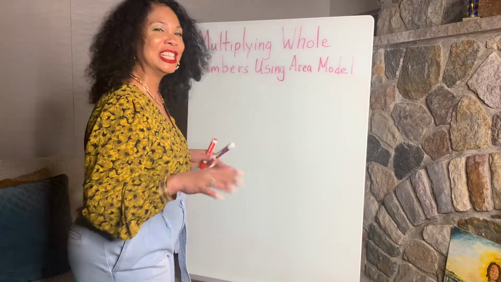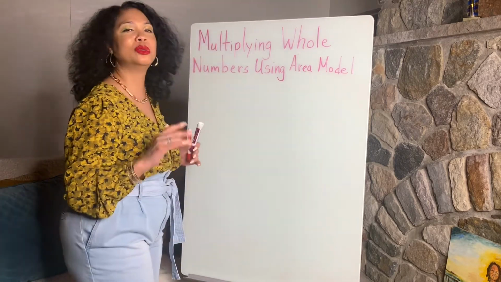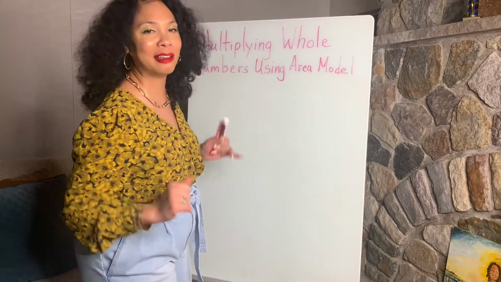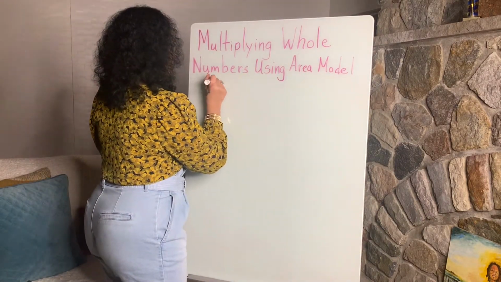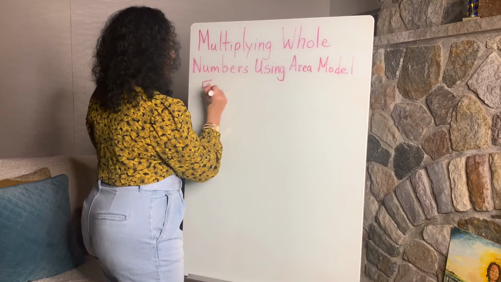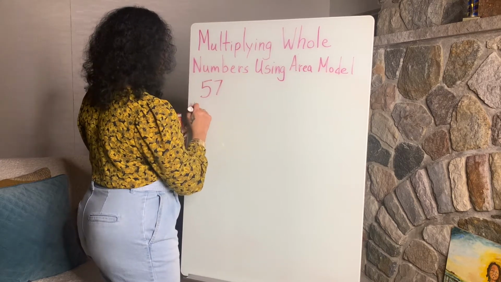Leefatt Teach. Today we are multiplying whole numbers using the area model. So let's start. We're going to start with the number 57 times 62.